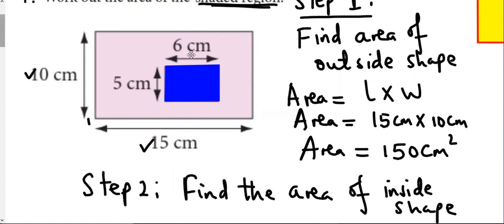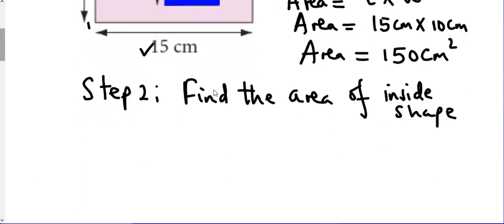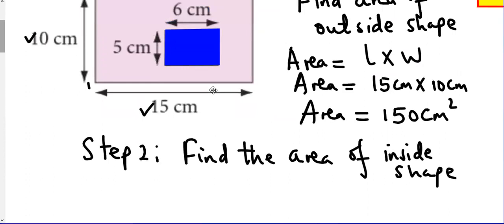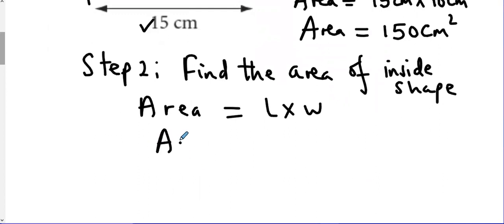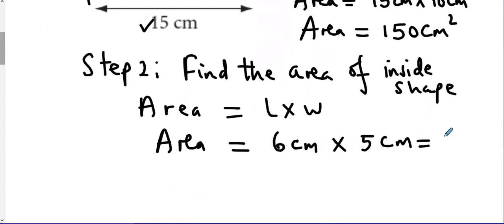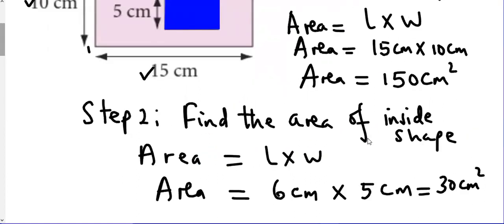So we need to find the area of that inside shape. The area of the inside shape will also use the same formula because it is a rectangle. So here we write area equals length times width, but the length will be 6 and the width will be 5. So go ahead writing area equals 6 centimeters times 5 centimeters, and this will give you 30 centimeter square, right? So this is the area of the inside shape.